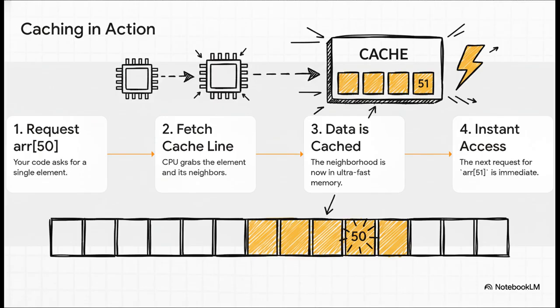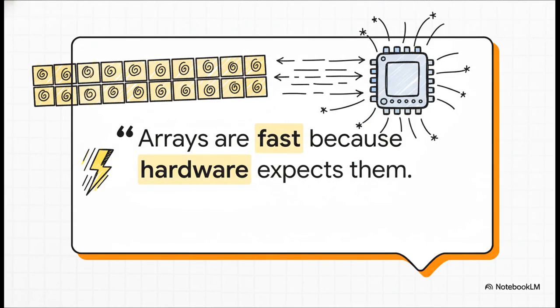So when your code inevitably asks for index 51, guess what? It's already there. The access is practically instant. And here's the big takeaway. Arrays aren't fast just because they're a smart idea. They're fast because their layout in memory perfectly matches the way hardware is designed to work. They're literally speaking the CPU's language.